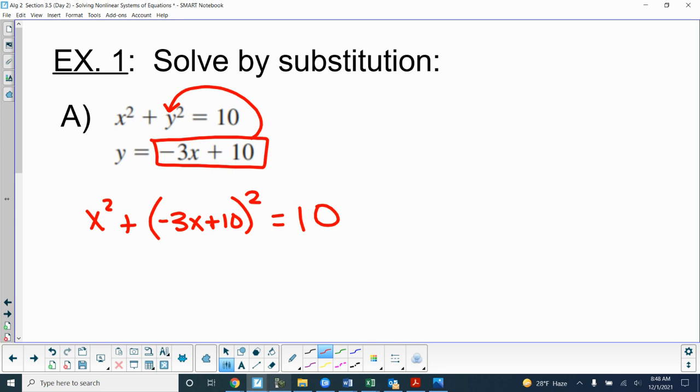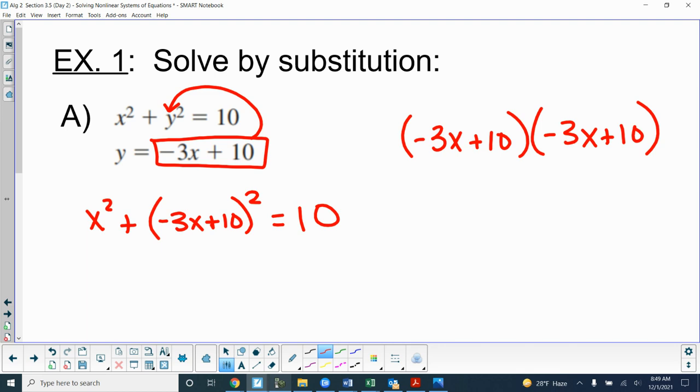So the next step is to square this binomial. When I square a binomial, or I square anything, what's that mean? Multiply something by itself, right? So this is what we're doing. Okay, and how do I multiply two binomials? When I do that, write something like this. What do we call it? Yes, very good, Nick. We're going to FOIL it, right? First, outside, inside, last. So first is negative 3x times negative 3x, which is positive 9x squared.